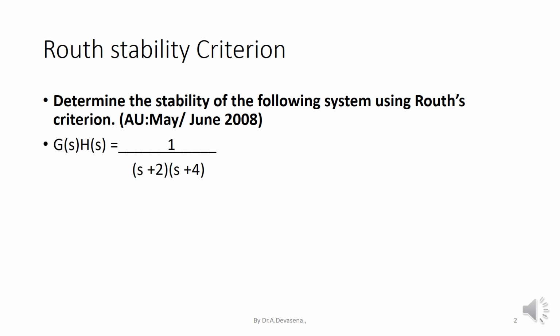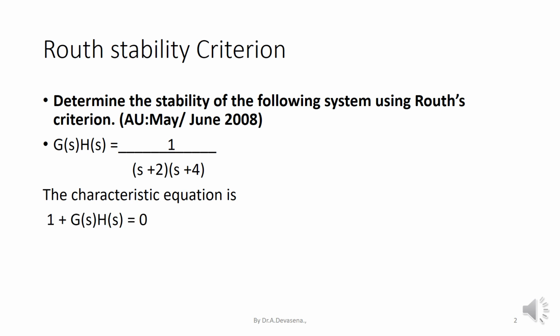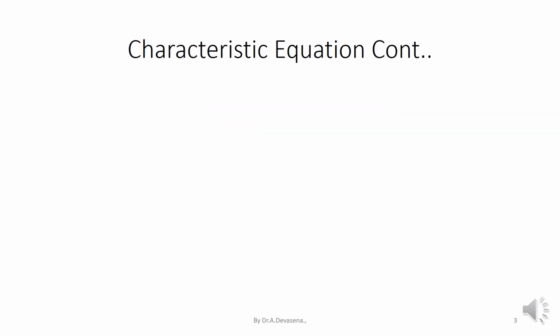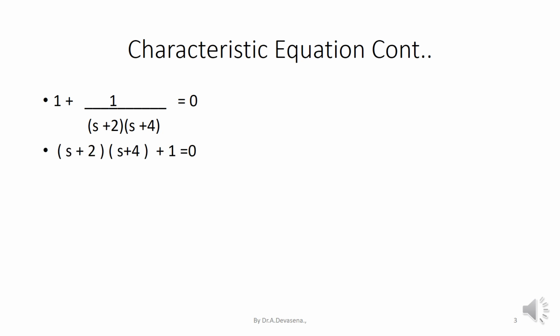The given G(s)H(s) value is equal to 1 divided by (s plus 2) into (s plus 4). The characteristic equation is 1 plus G(s)H(s) is equal to 0. Now we are going to analyze the given characteristic equation. 1 plus 1 divided by (s plus 2)(s plus 4) is equal to 0. If we solve this equation, we obtain (s plus 2)(s plus 4) plus 1 is equal to 0. If we further simplify, we get s square plus 6s plus 9 is equal to 0. From this equation we have to segregate the coefficients.